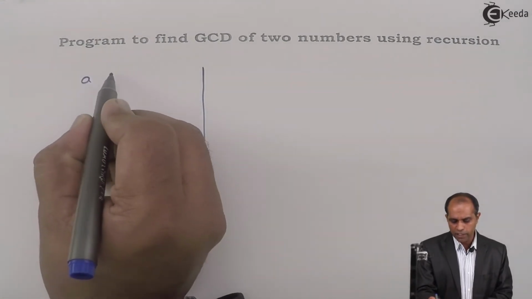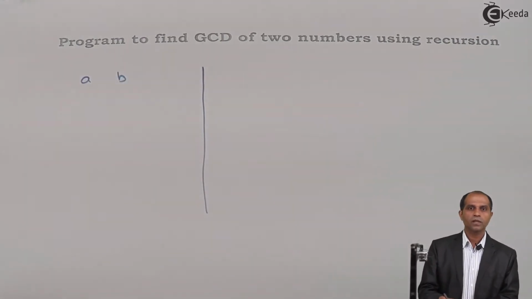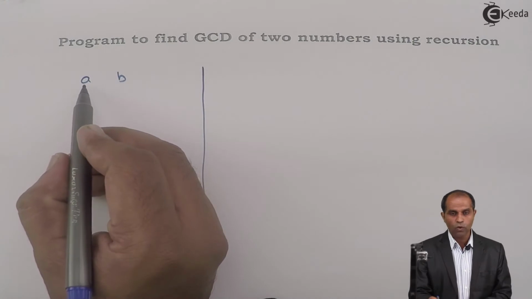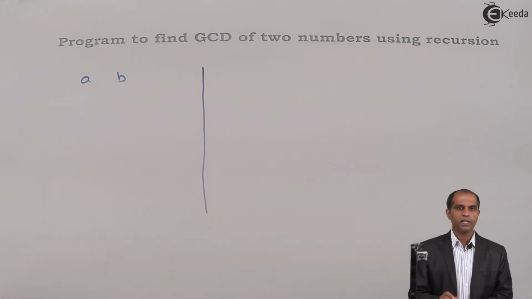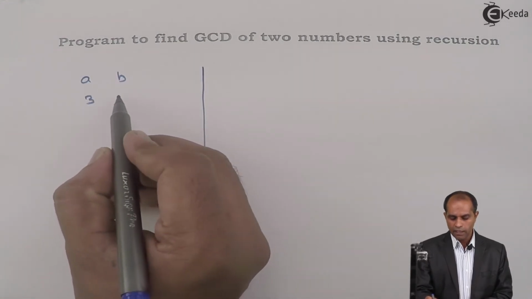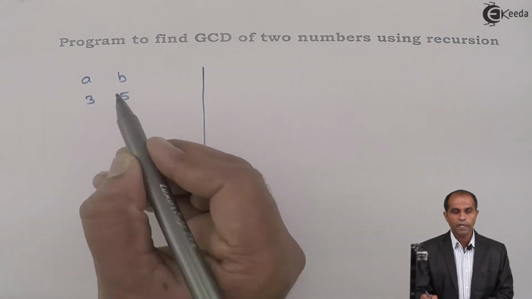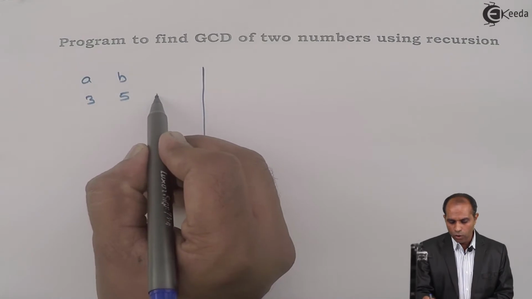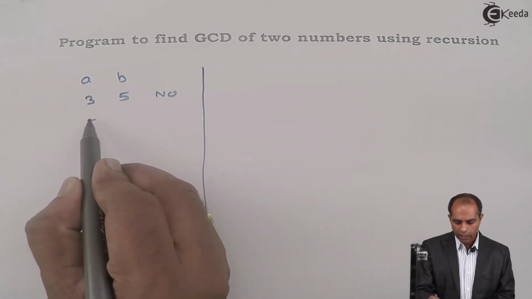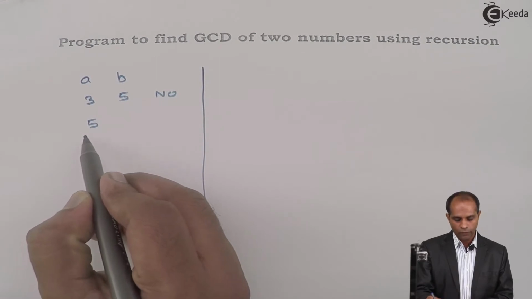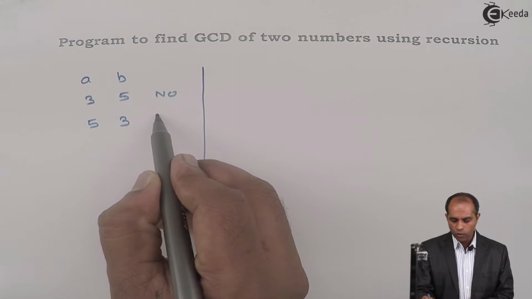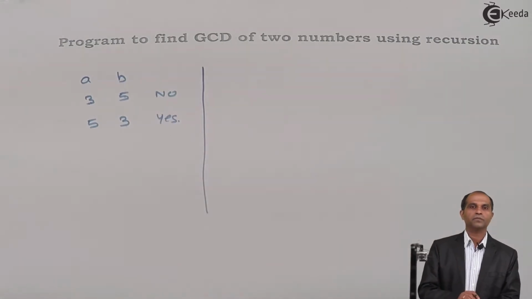Suppose I want to find the GCD of A and B. We stated a rule that the GCD of A and B can be found only if A is greater than B. So if 3 would have been A and 5 would have been B, then you said no. You said transfer B to A, make it 5, transfer A to B, make it 3, then you can proceed to the next step.